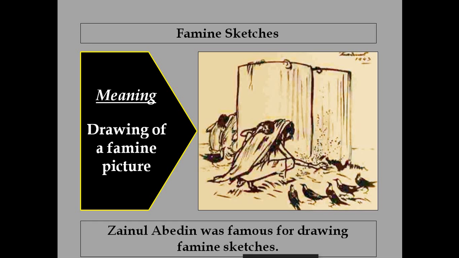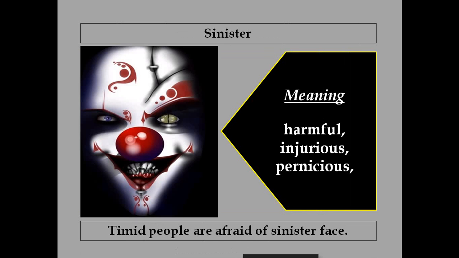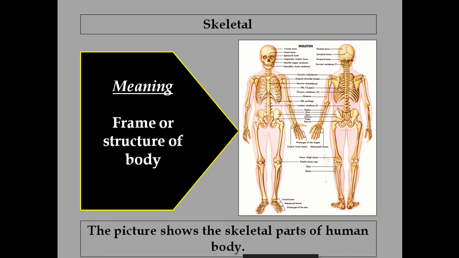Next, sinister. That means harmful, injurious, pernicious. The sentence is, timid people are afraid of a sinister face. Next is skeletal. That means frame or structure of body. You can make a sentence with it. The picture shows the skeletal parts of the human body.